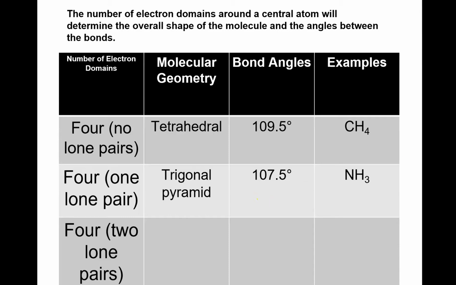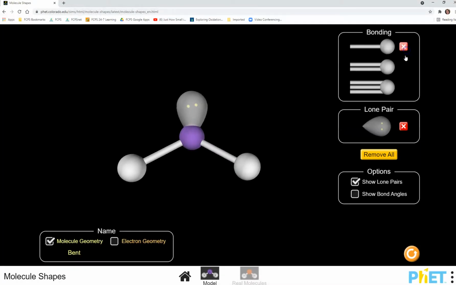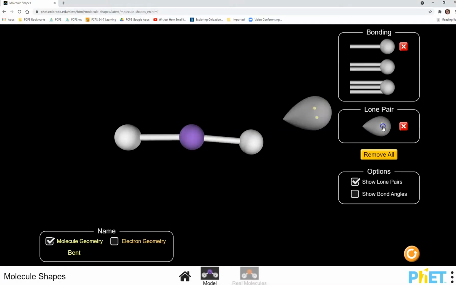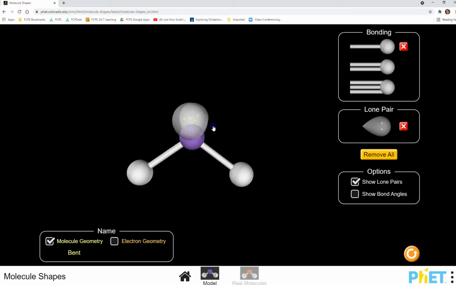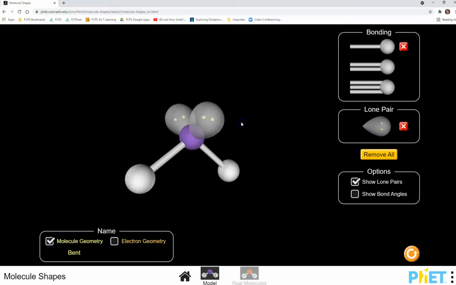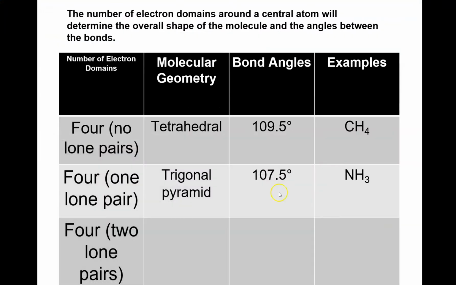Now, if I have 4 domains but 2 lone pairs, you might have guessed, and you'd be correct, that the bond angles get even a little bit smaller. So there's still 4 domains here, but now there's 2 lone pairs. We also call this shape bent, but the bond angles are based on the fact that it has 4 domains. So here the bond angles are 104.5. Now, if you said 105.5 because you're thinking they go down by 2 every time, that's actually acceptable. That's within the range that IB accepts, and so that would also be within the range that I would accept.